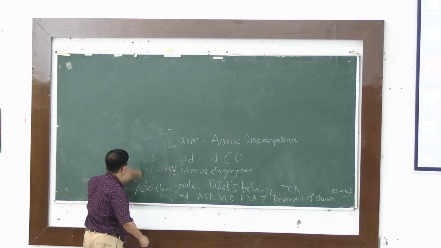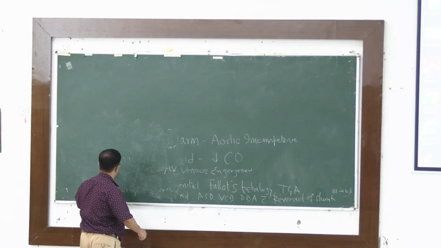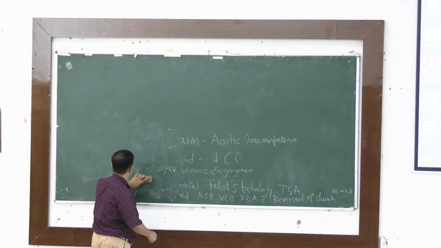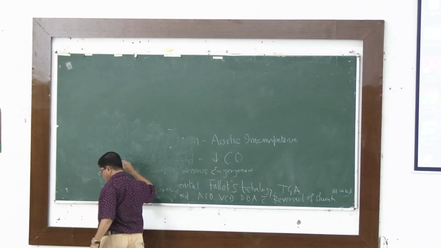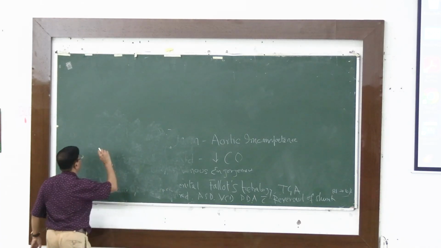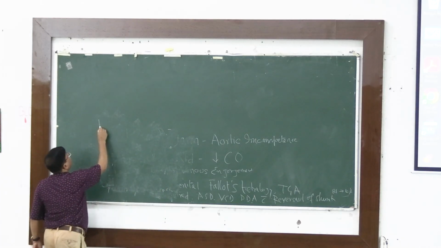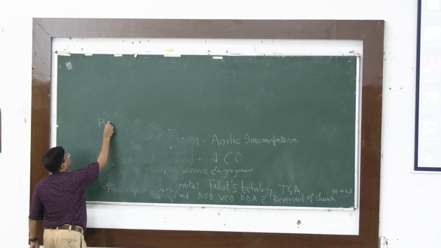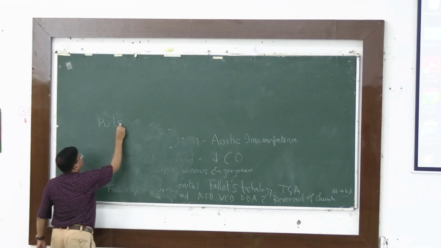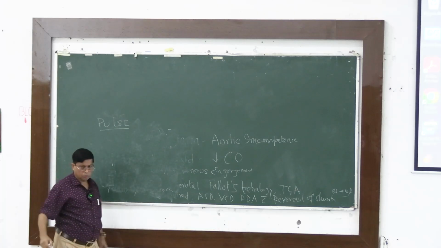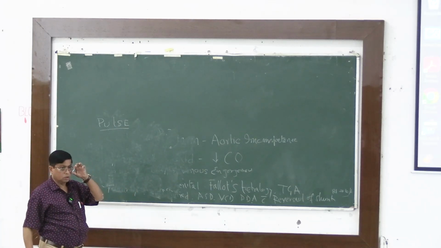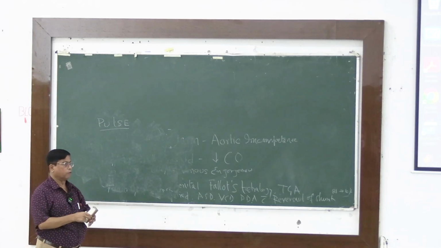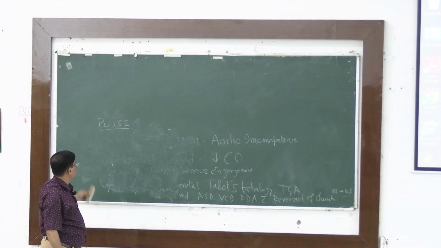Anyway, so this is clubbing, cyanosis and clubbing. Now, a very important part is your pulse. Neck veins we will discuss afterwards. First we discuss the pulse, then we will discuss the neck veins. These are very important.